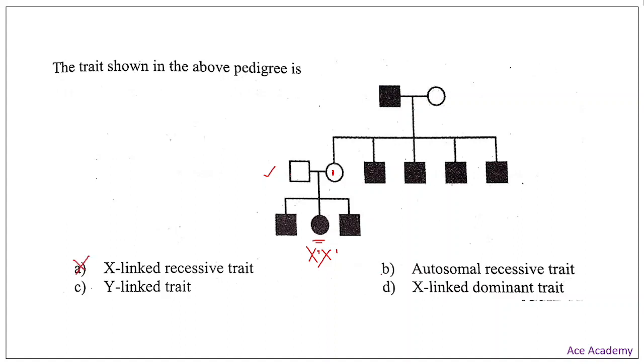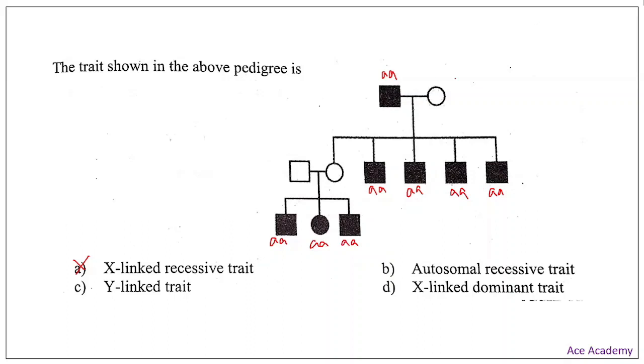The second option is autosomal recessive trait. That means that if the trait is autosomal recessive, then all of the affected individuals are actually autosomal recessive genotypes. So I'll quickly write down their genotypes. As you can see, all of the sons here and all of these children are all homozygous recessive.